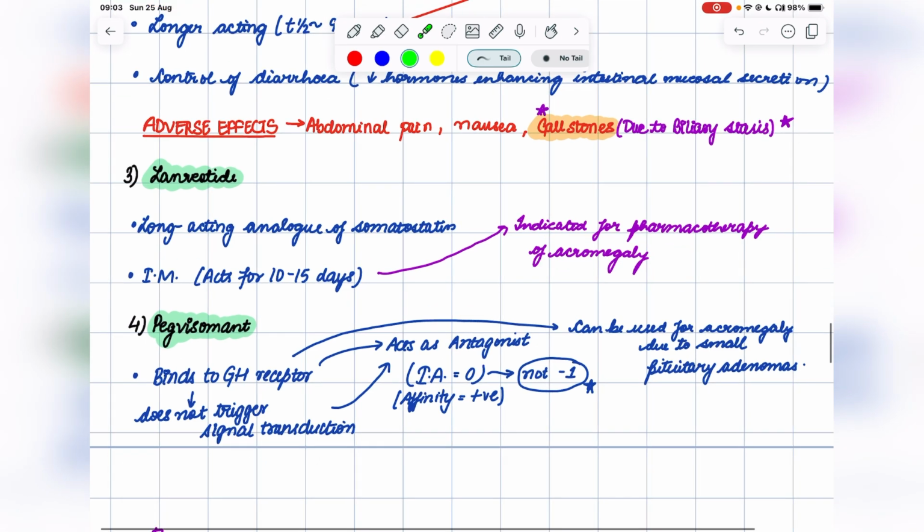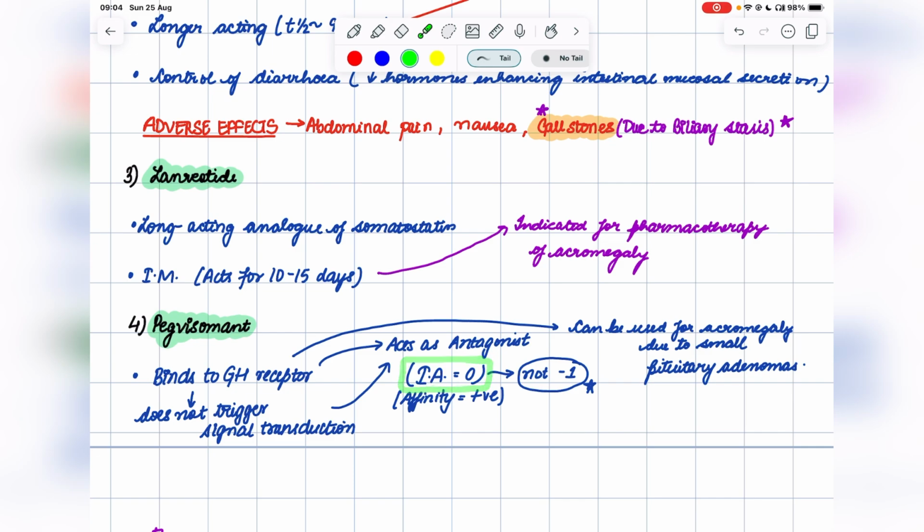Lastly, we have pegvisomant. Now pegvisomant is not just an inhibitor, but a complete antagonist. It will bind to the growth hormone receptor. None of the others were binding to growth hormone receptors; they were just affecting its secretion. But it binds to growth hormone receptors and acts as an antagonist. What does this mean? It has affinity for the growth hormone receptor. The affinity is positive, as I've written, but intrinsic activity is zero.